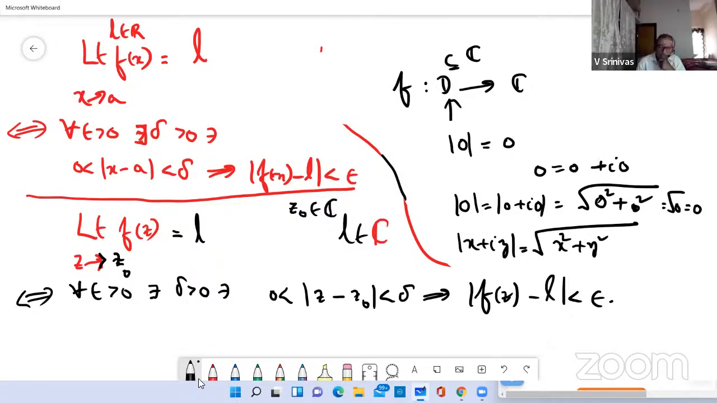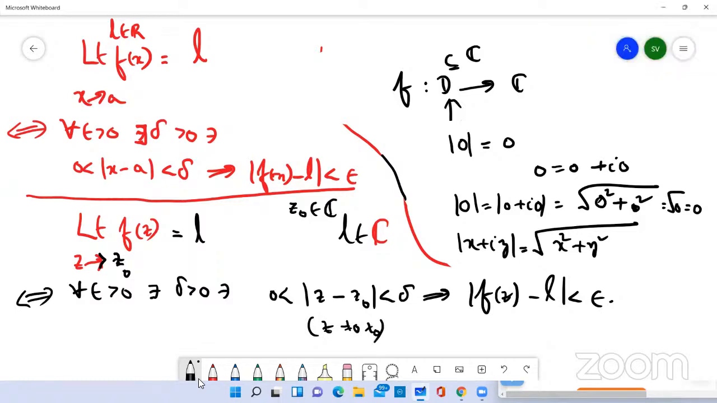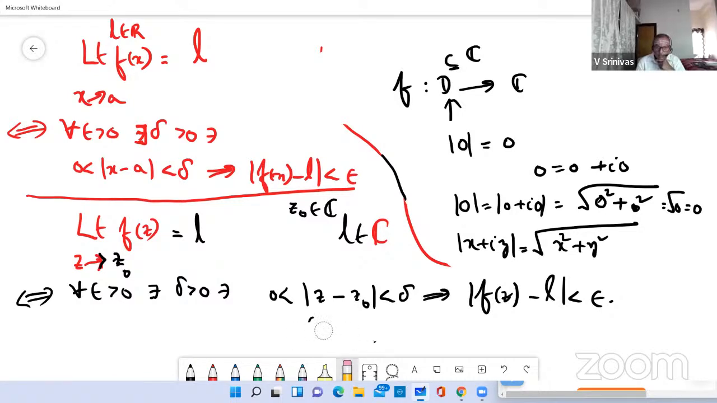If you take z equal to z naught, z minus z naught will be 0. Modulus of 0 is 0, but 0 cannot be greater than 0. So here you are not taking z to be z naught. That you have to understand: z is not equal to z naught. This is called a deleted neighborhood of z naught.